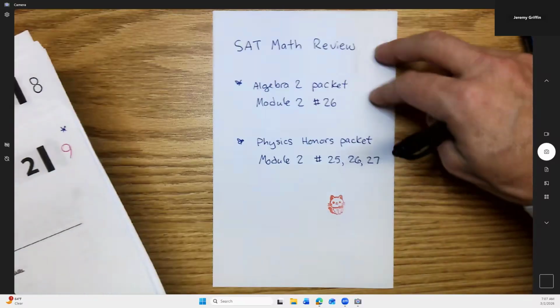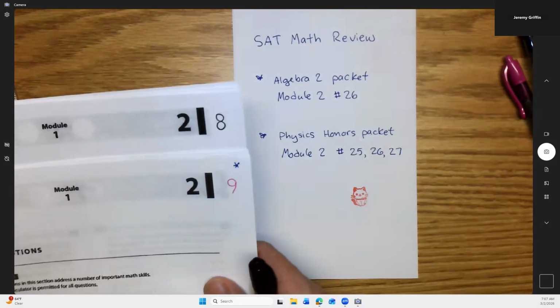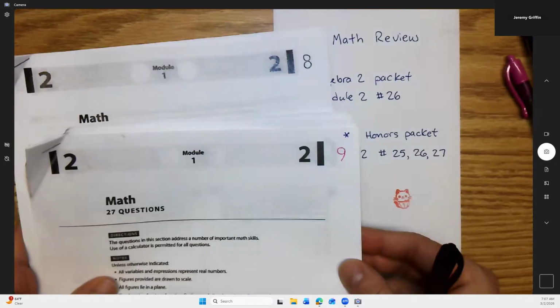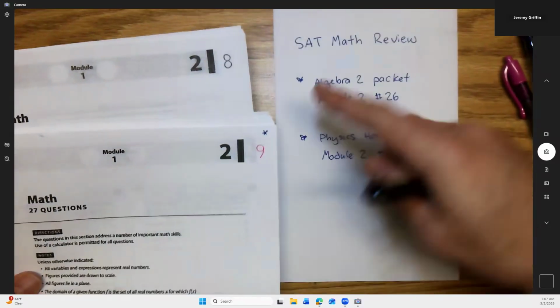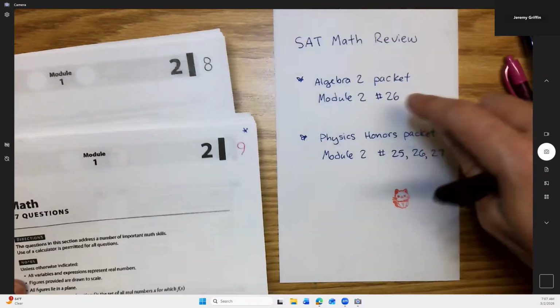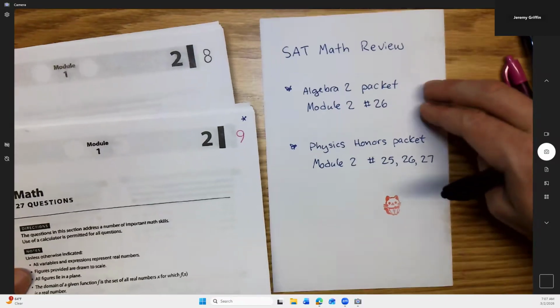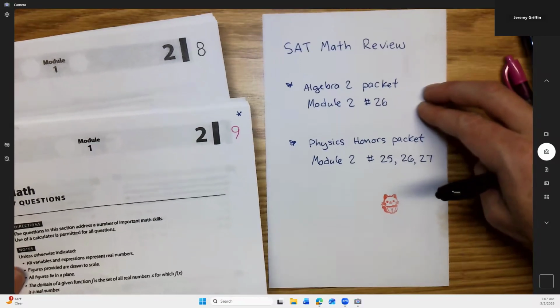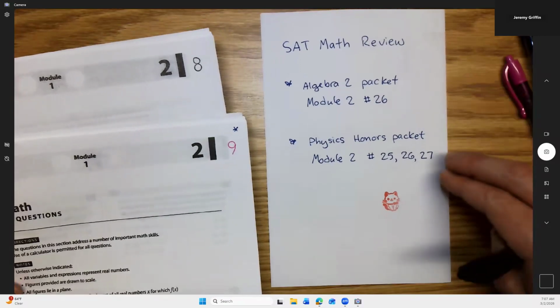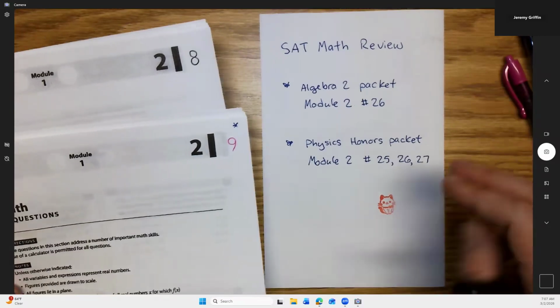We were doing SAT math review. I have two SAT math practice exams. One I was doing in my algebra class, the other I was doing in my physics class. This question in my algebra class, I want to give a little bit better explanation. And in physics, we ran out of time for these last three, so I want to do those.